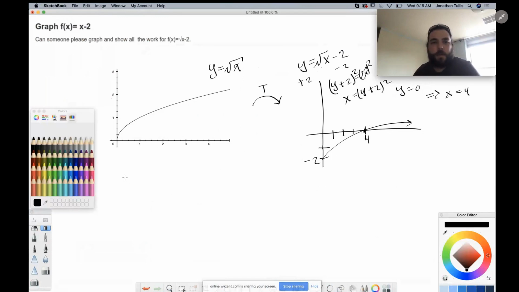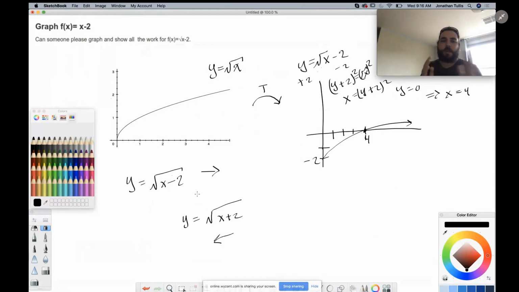Now I did want to point out, if you have, say, y is equal to the square root of x plus or minus 2, then this is going to shift it to the left or right. So if it's minus, it's going to go to the right. If it's plus, it's going to go to the left. A lot of people think that if it's minus, it goes to the left, but the formula makes more sense once you first understand it. Your intuition is that minus must go to the left, but it goes to the right.